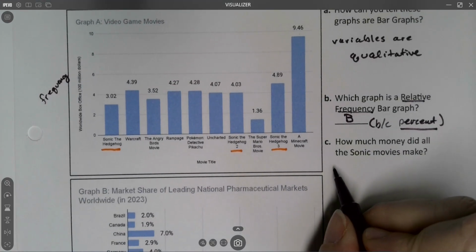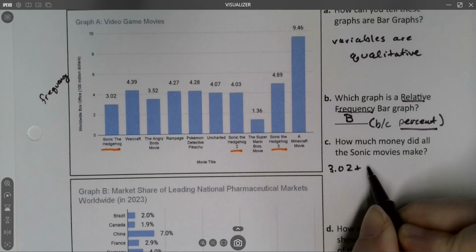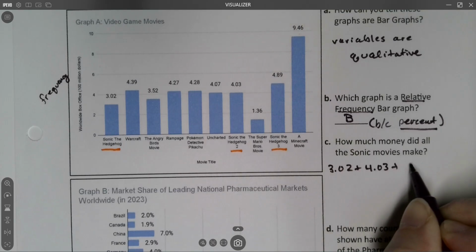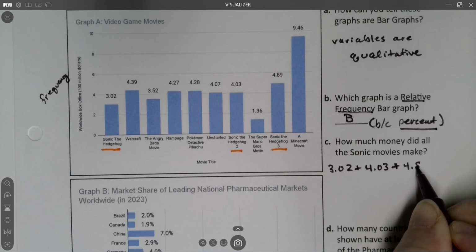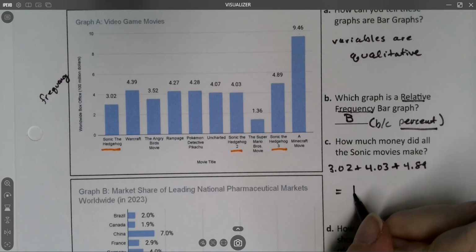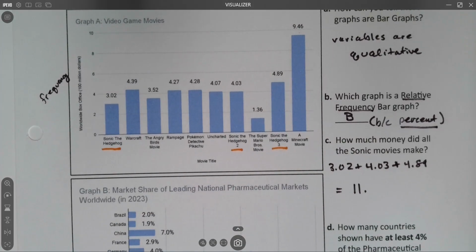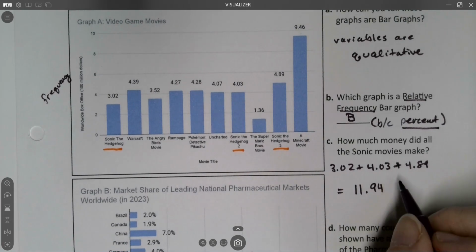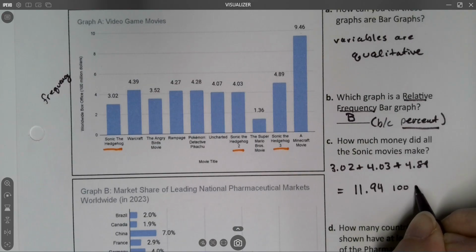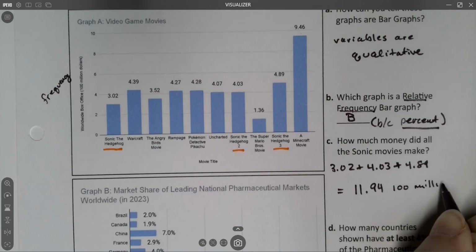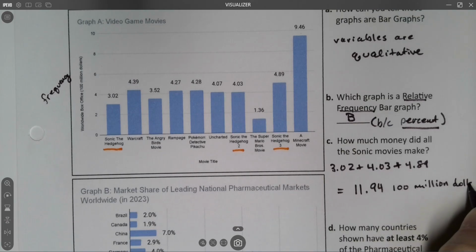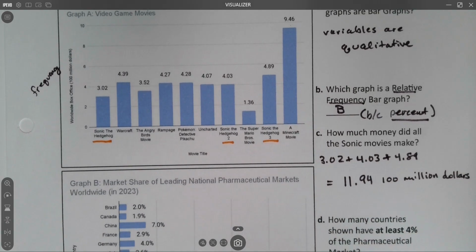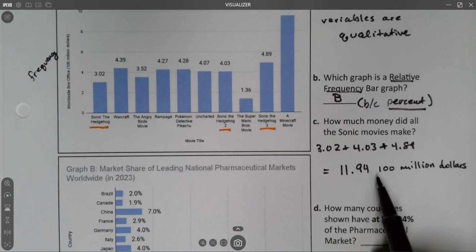So you might want to write it out. 3.02 plus 4.03 plus 4.89 makes 11.94. $100 million. That is a little awkward to write it that way.